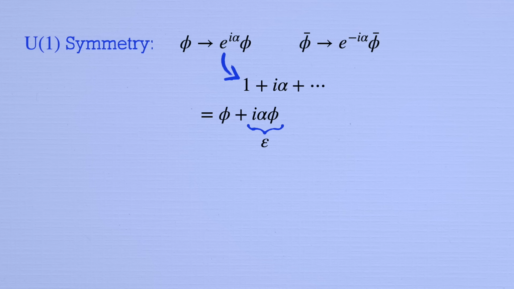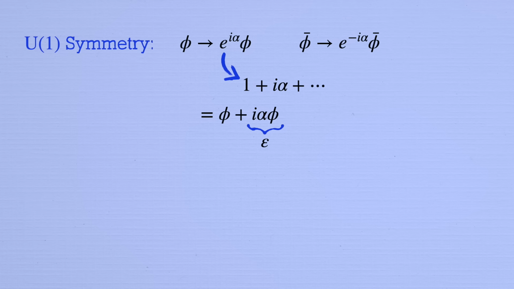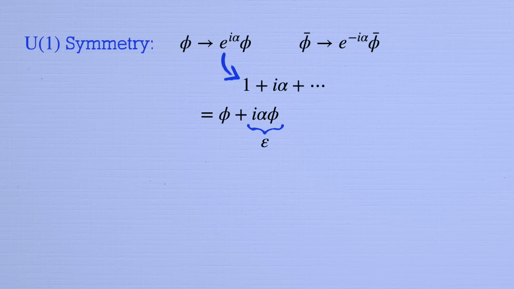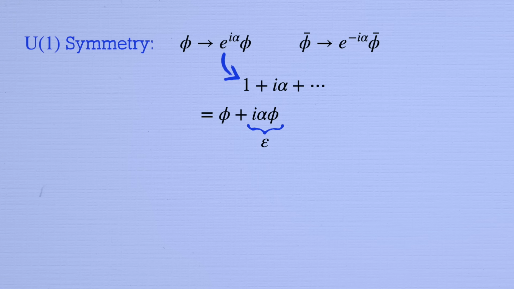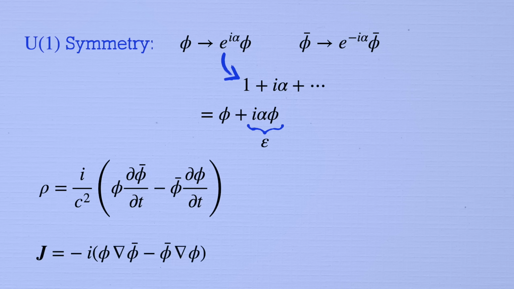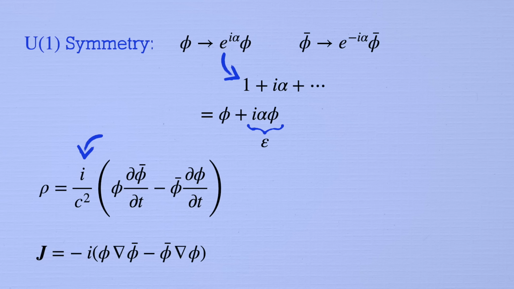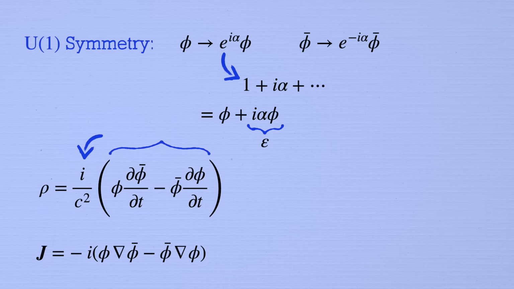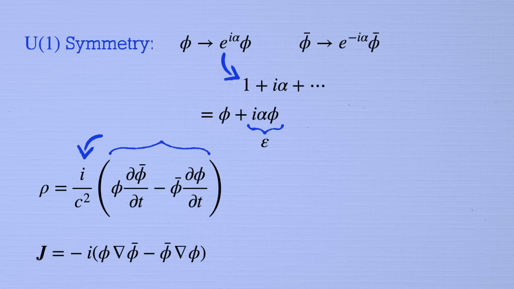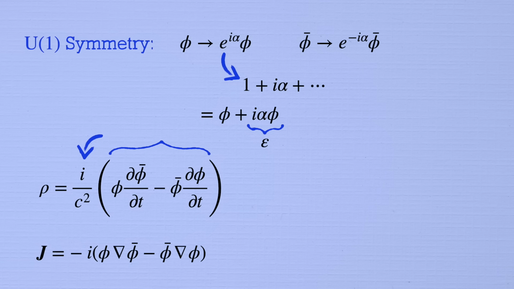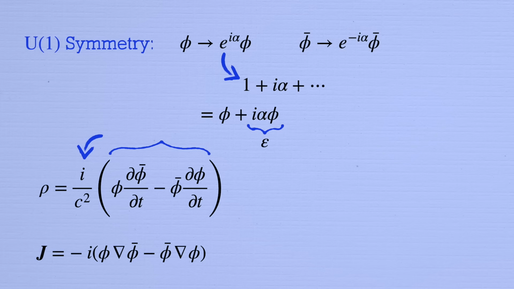When we plug this epsilon in to our formulas for rho and j, we find that the rotation symmetry leads to a local conservation law with this charge density and this current density. I've dropped the overall factor of alpha here because that was just an arbitrary constant. Don't sweat the i's, by the way. The things in parentheses are pure imaginary, since they're each a complex number minus its complex conjugate. Then multiplying by the i out front gives us back a real number.